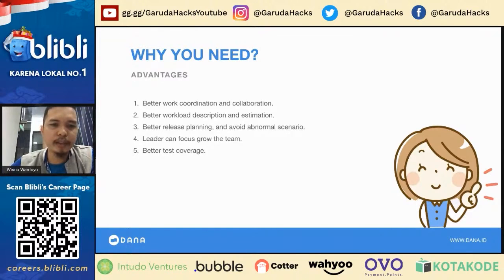The third one is better release planning and avoiding abnormal scenarios. When you want to release to production, it will be easy to track, because I have these configuration changes, so what I need to prepare is this, and what I should not do is this. The fourth one is that the leader can now focus on growing the team. Instead of doing everything by themselves, the leader can focus on growing them by mentoring and coaching them, right? If your team has any problem, you can solve it with this system analysis also, or teach them, or create a sharing session, etc.